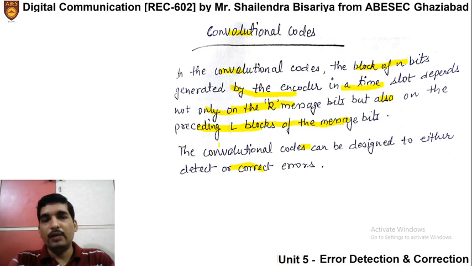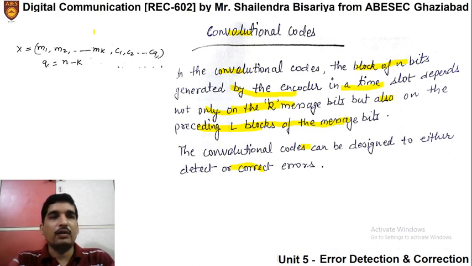If you remember the linear block code, a code word was represented as k message bits followed by q check bits. This was the order of linear block codes. But in a convolutional code, the order is totally different. As we have said, the output depends not only on the k message bits but also on the preceding L blocks of message bits.